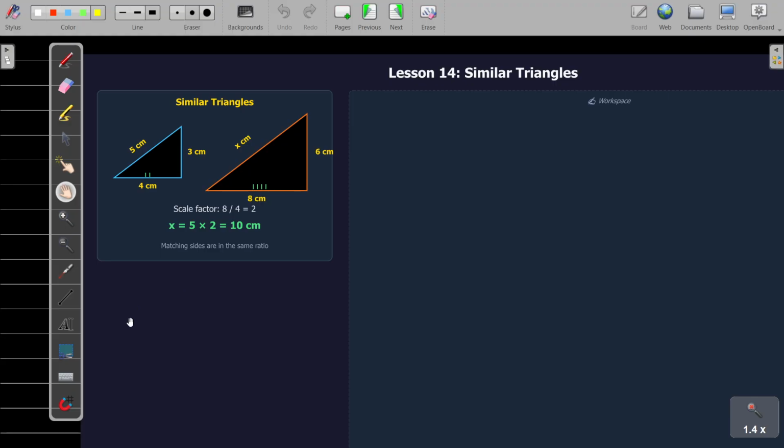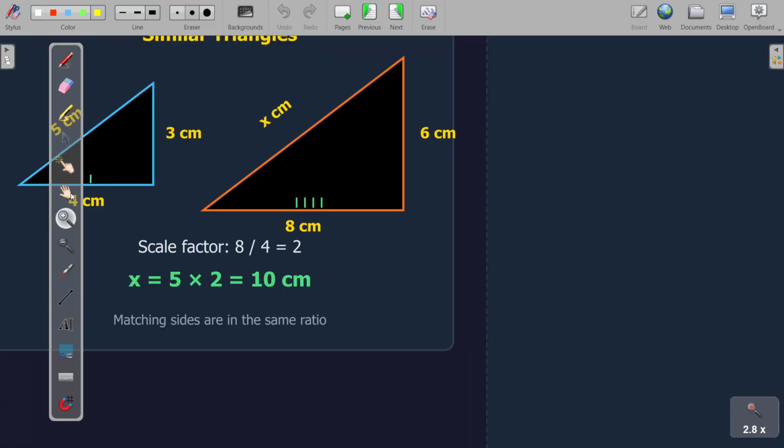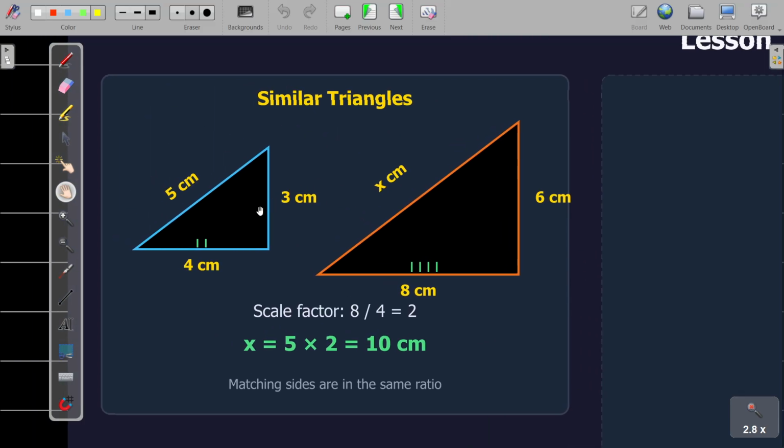So last year we looked at congruent triangles, which are exactly the same size. Today we're going to look at similar triangles. Similar triangles are the exact same shape but with different sizes. So one is a zoomed-in or zoomed-out version of the other.